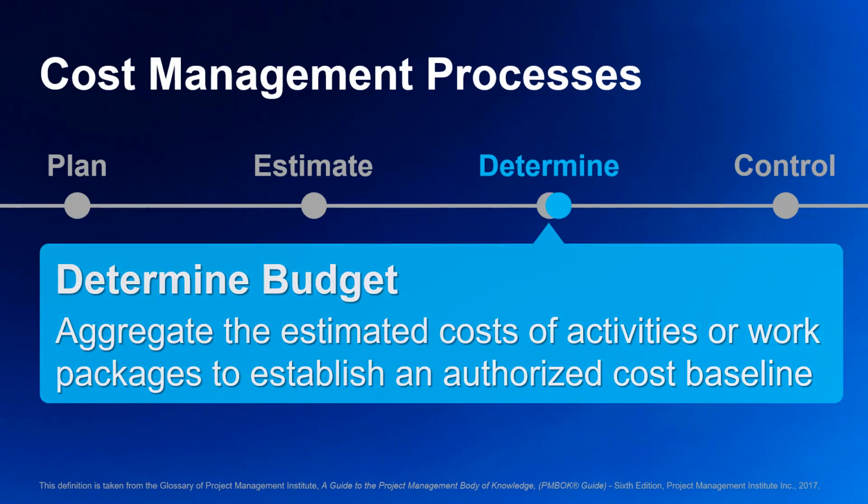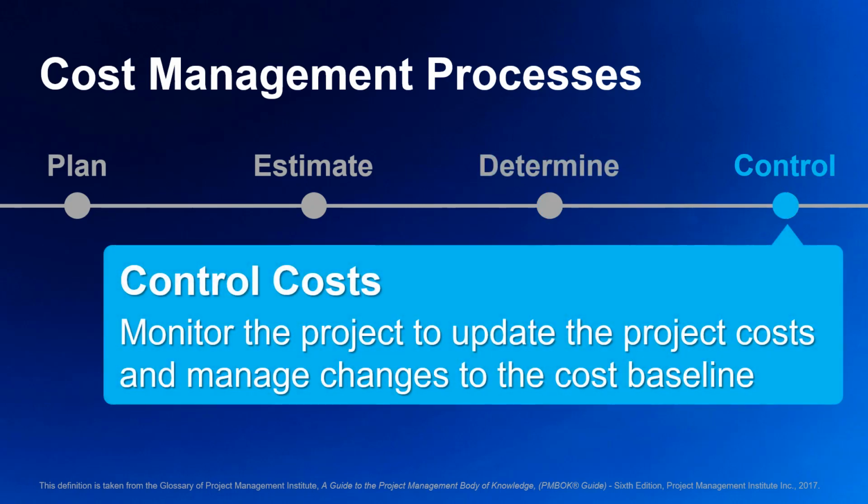Finally, there is the process where you will spend a lot of your time as a project manager. That is, control costs. The formal definition is the process of monitoring the status of the project to update project costs and manage changes to the cost baseline. Having only 4 processes makes this knowledge area sound small, but you'll find that you spend a lot of time working on this topic. It seems some of your stakeholders are pretty picky about money.